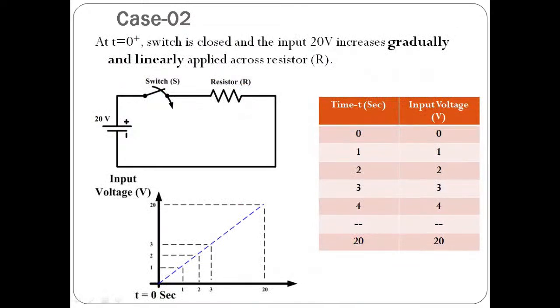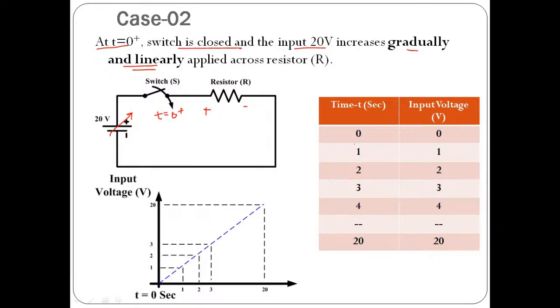Now let us identify the second case. In the second technique, at time t equals 0 plus, we will close the switch, and now the input we are going to increase gradually and linearly. This is important. That means instead of providing this 20 volt straight away across the resistor, we close the switch at t equals 0 plus, and through some arrangement we linearly and gradually increase the voltage across the resistor.